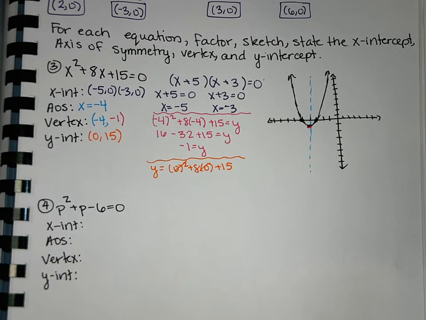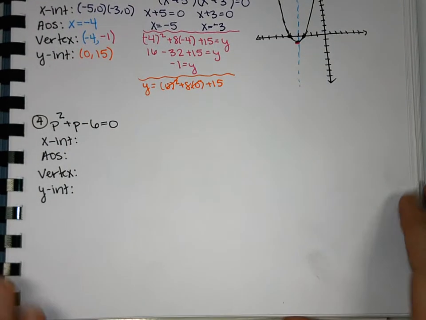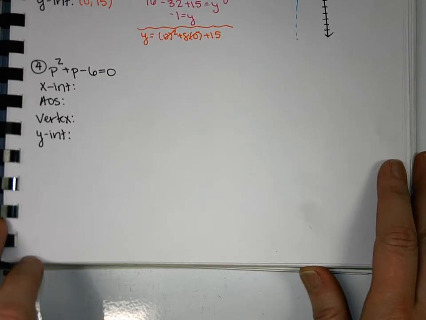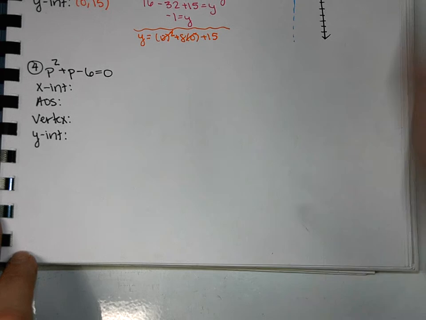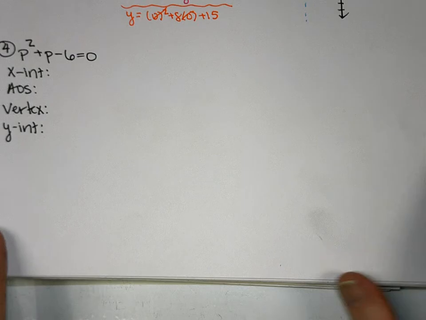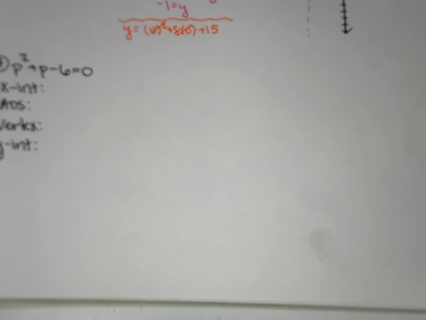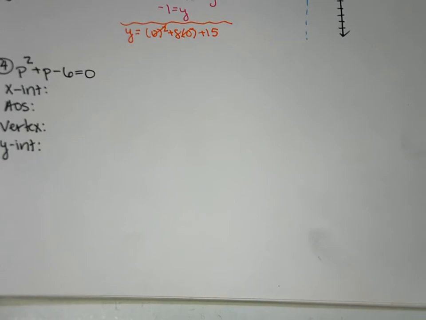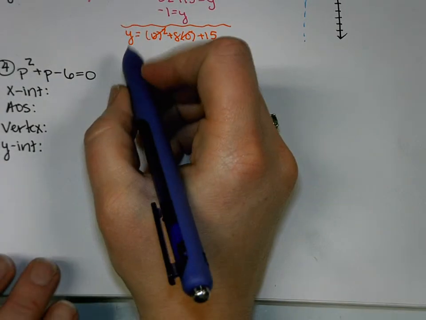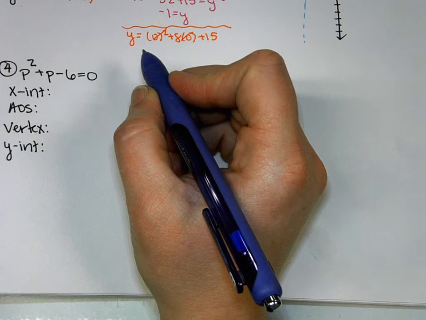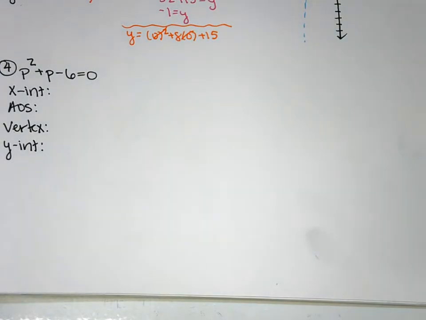All right, let's do number 4. So again, we're going to graph in factored form. Make it a little bit bigger. So let's start with the x-intercepts. Okay, so how can we factor p squared plus p minus 6?